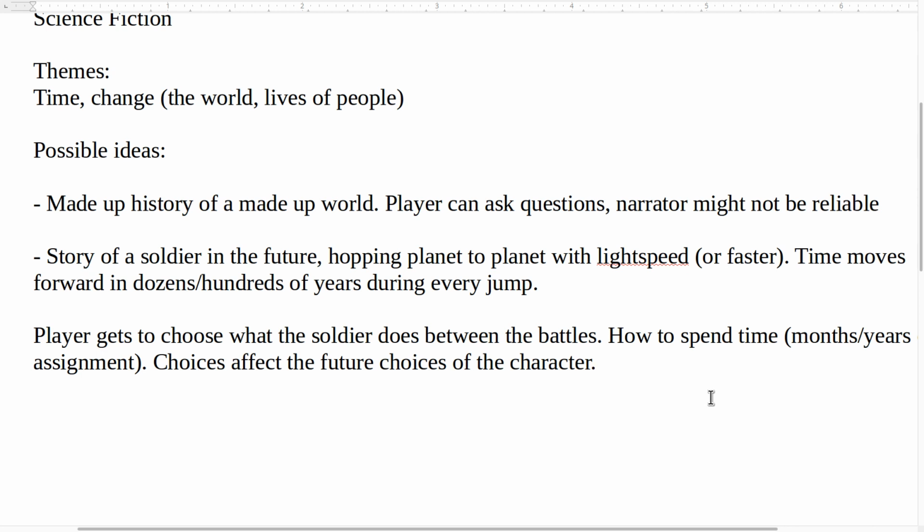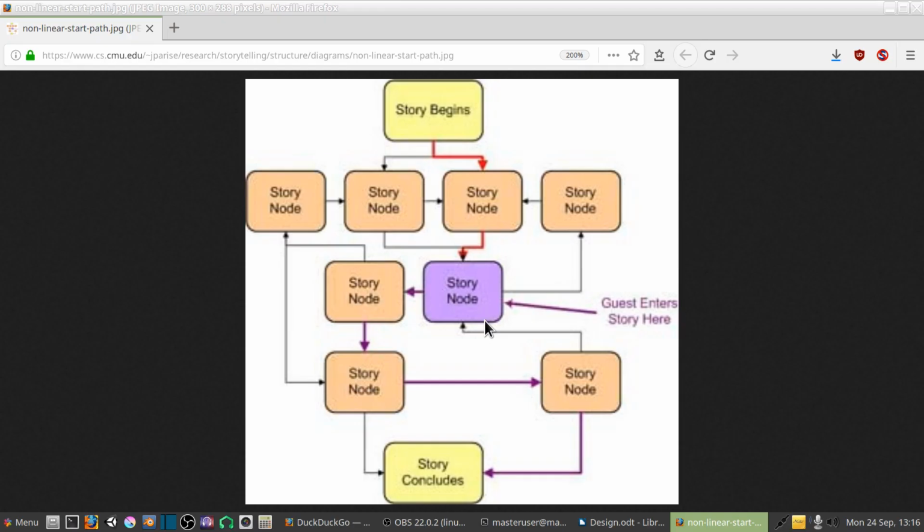Because I'm not a big fan of a non-linear story tree. Let's see if I can find a picture of this. There we go. So this is a very usual way of making a non-linear story or an interactive story.